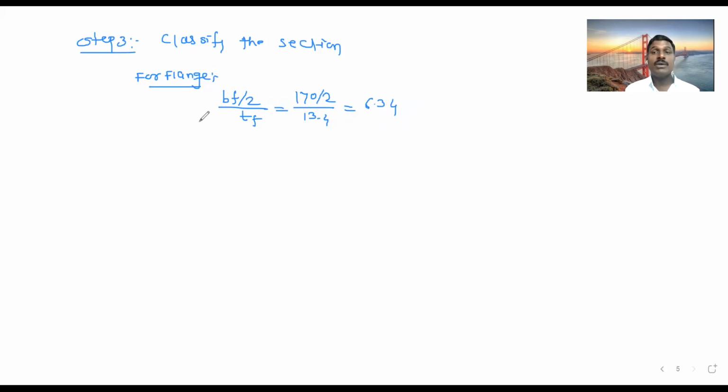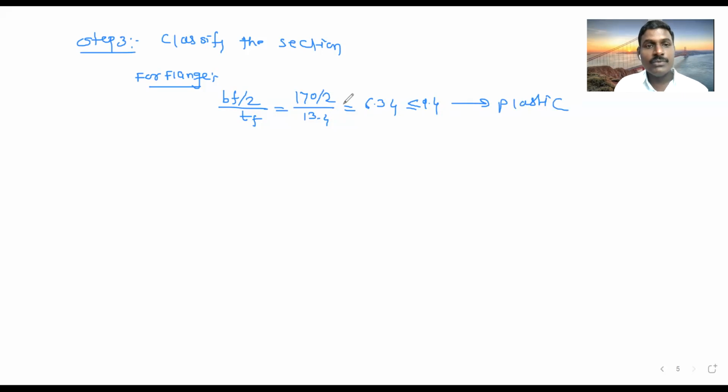For plastic, how much value is there? For compact, how much value will be there? For semi-compact, slender? These values are very important for flange and web. So this 6.34 value is under which classification? Plastic. Don't tell me plastic, tell me the value. Value is very important. 9.4. For this 9.4, your classification is plastic.